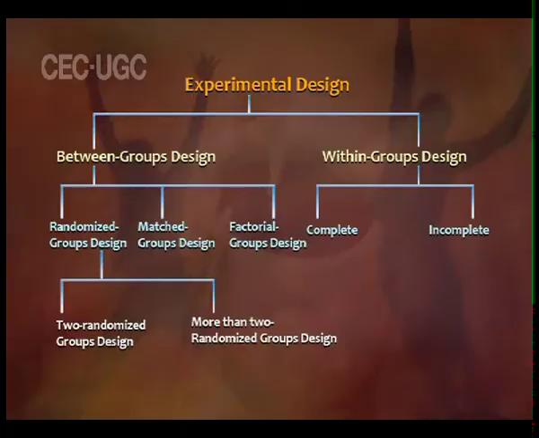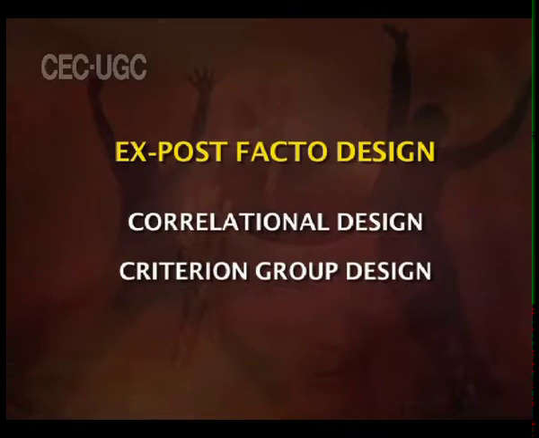Thus, we saw in this lesson a number of experimental designs. First, we saw between subjects design and the three types of between subjects design, that is randomized group designs, matched group designs, and factorial designs. We also saw within subjects design and its advantages and disadvantages. Finally, we saw what are ex post facto designs and two important types of ex post facto designs, that is correlational design and criterion group design. And finally, from this lesson, we have also tried to understand why it is absolutely essential for the researcher to have a research design or a blueprint of the experiment before he actually goes on and conducts the experiment.